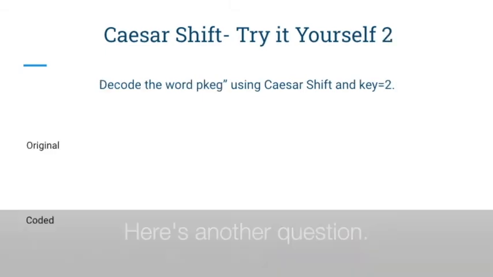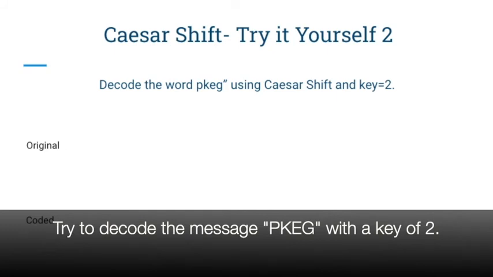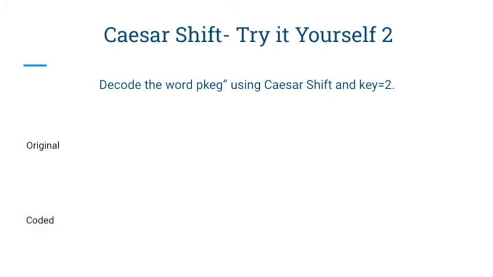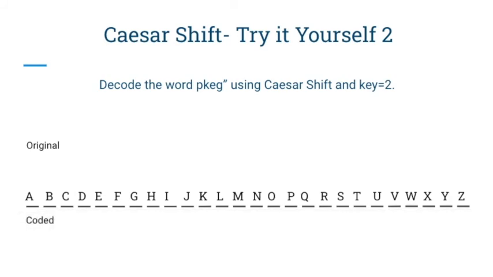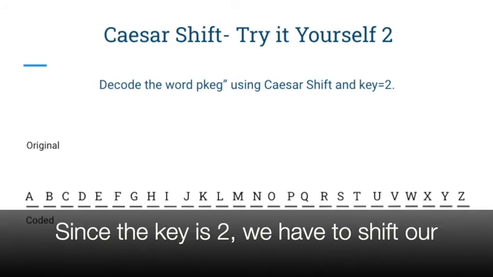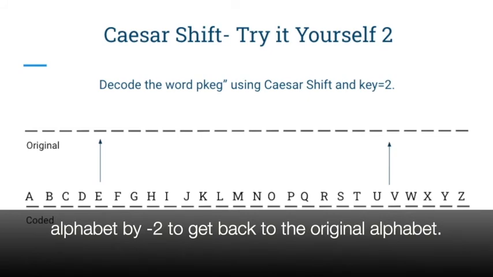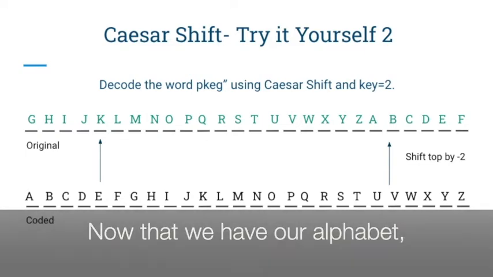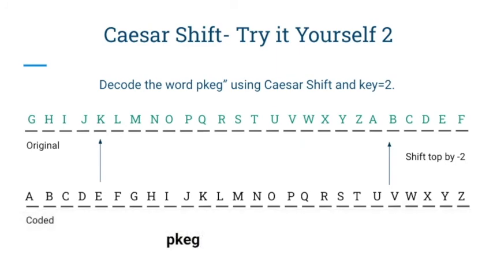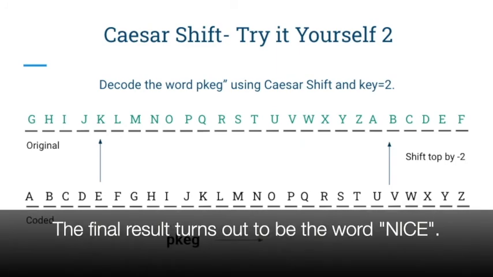Here's another question. Try to decode the message PKEG with a key of 2. Did you figure it out? Let's go over it together. So since the key is 2, we have to shift our alphabet by -2 to get back to the original alphabet. This is what it looks like. Now that we have our alphabet, let's decode the message. The final result turns out to be the word nice.